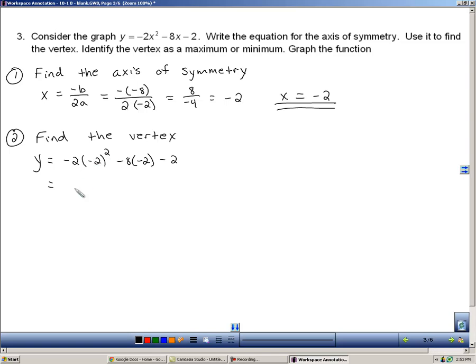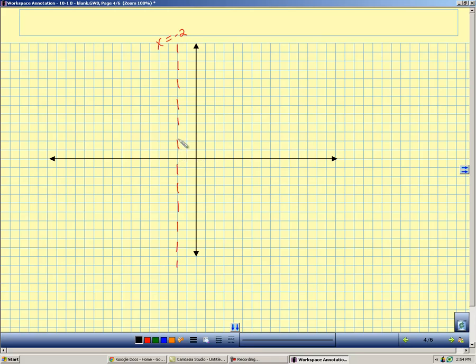Negative 2 squared is 4, times negative 2 is negative 8. This is a plus 16 and a minus 2. Well, negative 8 and 16 is 8, and 8 minus 2 is 6. So when I plug in a negative 2 for my x, I get a 6 for my y, and that is my vertex. So I'll go to my graph. Here's negative 2, 6. That is my vertex.